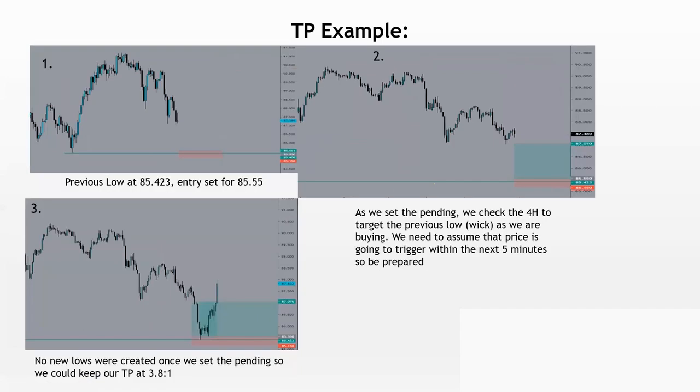Okay, so let's look at a TP example from a CAD yen trade I took last week. The previous low was at 85.423, okay, on here. So the entry, I'm just saying, Jordy, so you keep moving it until you get tagged into the trade. Exactly, perfect.